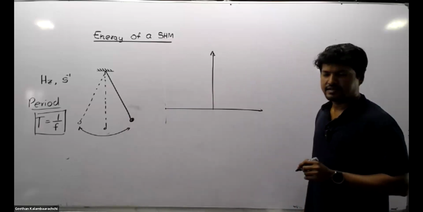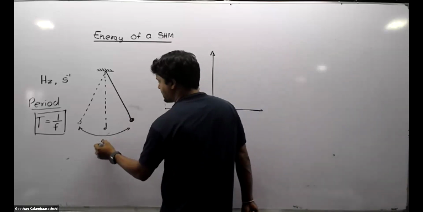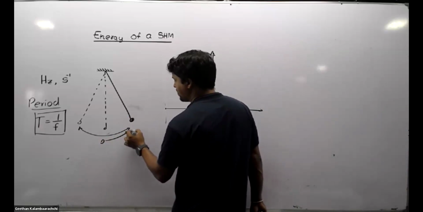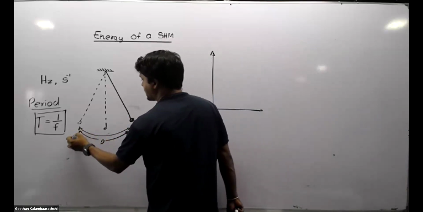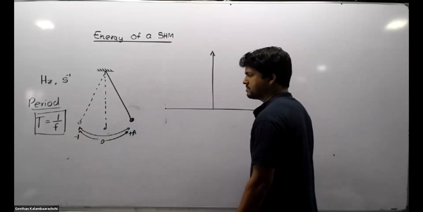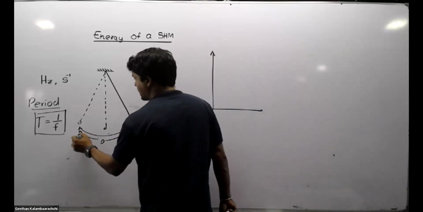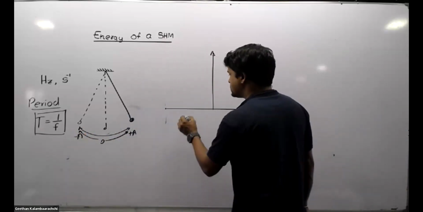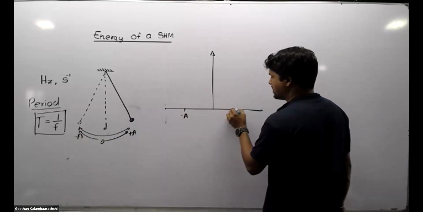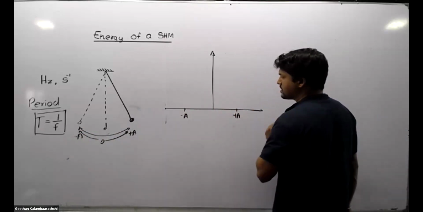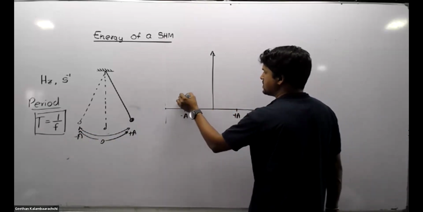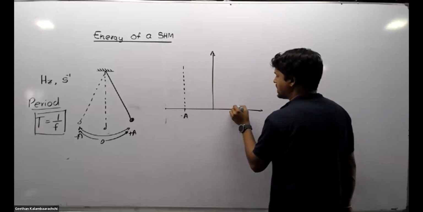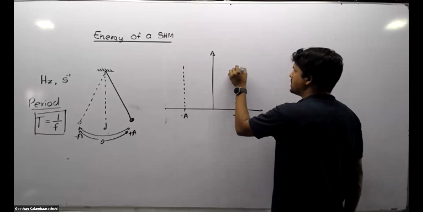highest, right? Then this point is plus A and this point is minus A, the amplitude. So put minus A and plus A. Then where is the potential energy highest and lowest?